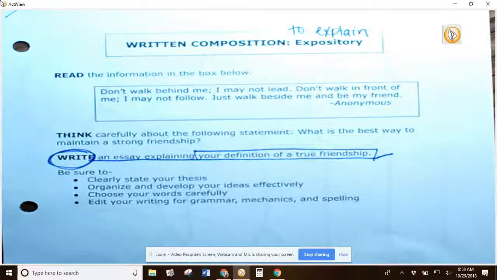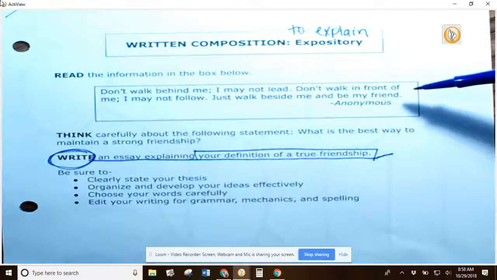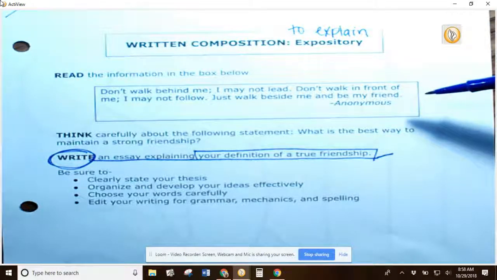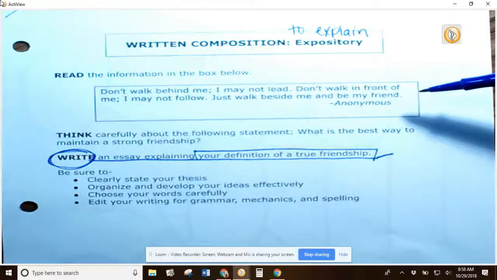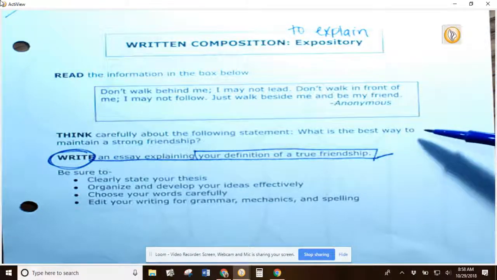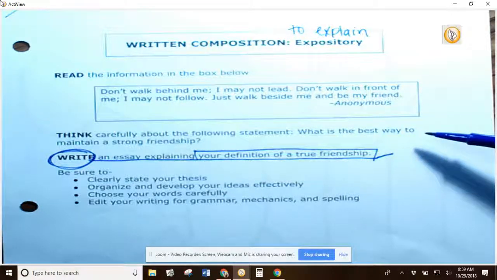Okay, that's your prompt. This other stuff, you've got a quote up here that says, don't walk behind me, I may not lead. Don't walk in front of me, I may not follow. Just walk beside me and be my friend. So that's a quote related to friendship, right? And then you've got this think statement. Think carefully about the following statement. What is the best way to maintain a strong friendship?